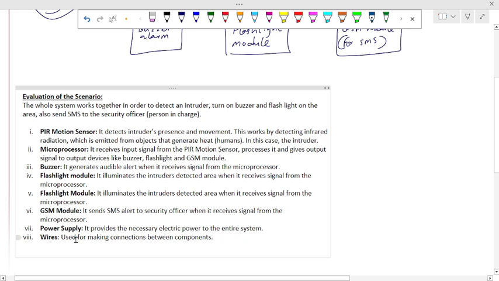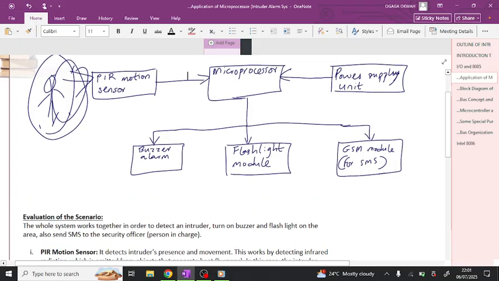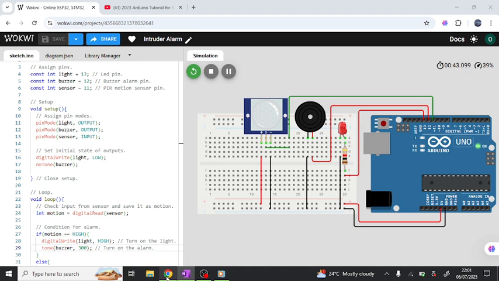And then of course we need wires. They are used to make the connections between components. So this is just it. Then what we have here is the circuit. Should I call this the circuit diagram? This is actually the connection.